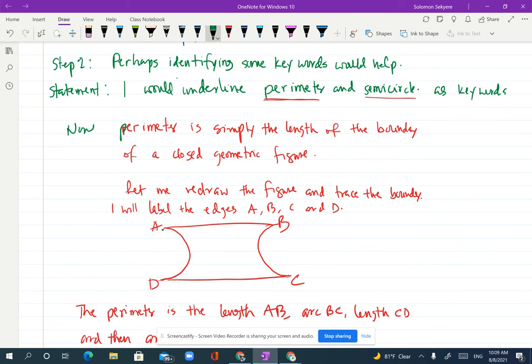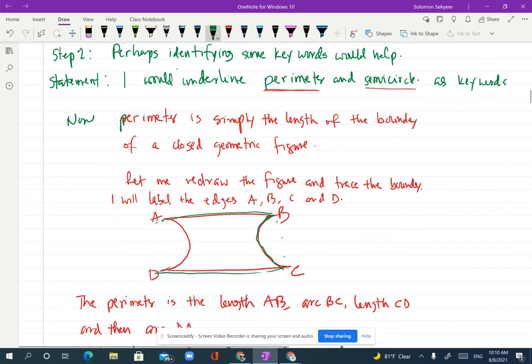It's the length of the boundary, which is A to B, and then B to C is no longer a straight line. It's no longer straight because we cut a semicircle through here. So it's the arc BC. We continue from C to D and then another arc DA. That's the perimeter. So we need to find the length.